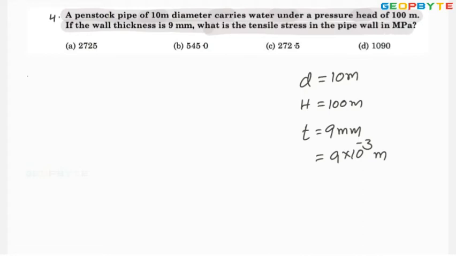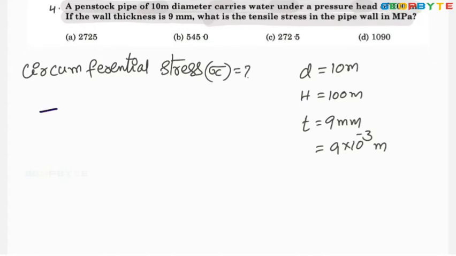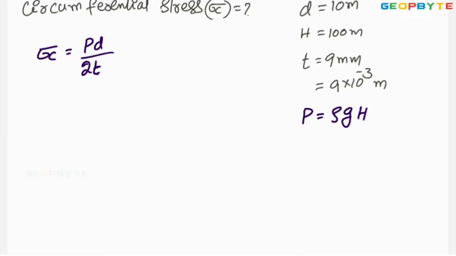Tensile stress means here circumferential stress. Circumferential stress is also called hoop stress. Sigma C equal to how much? That is the problem. Here, circumferential stress equal to PD by 2T. For this pressure to be found, pressure P equal to gauge pressure P equal to rho into G into H. That is the standard formula.